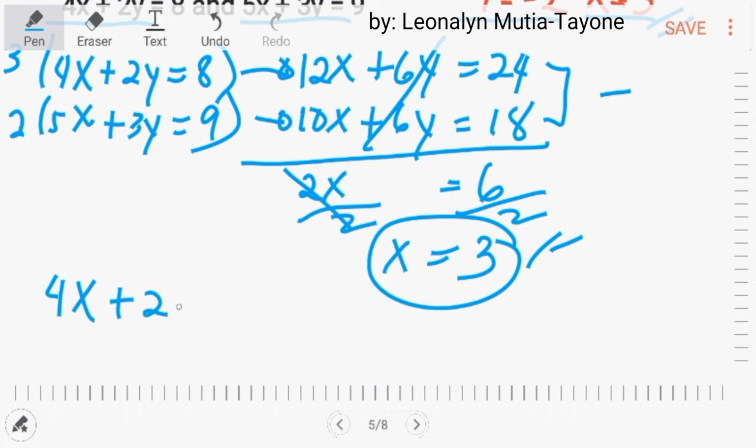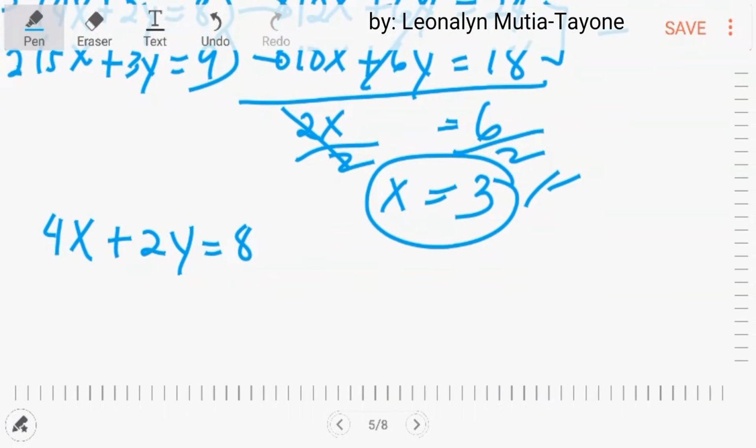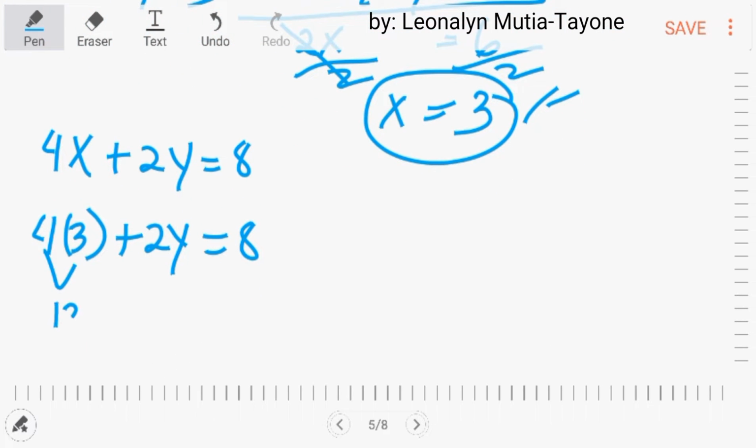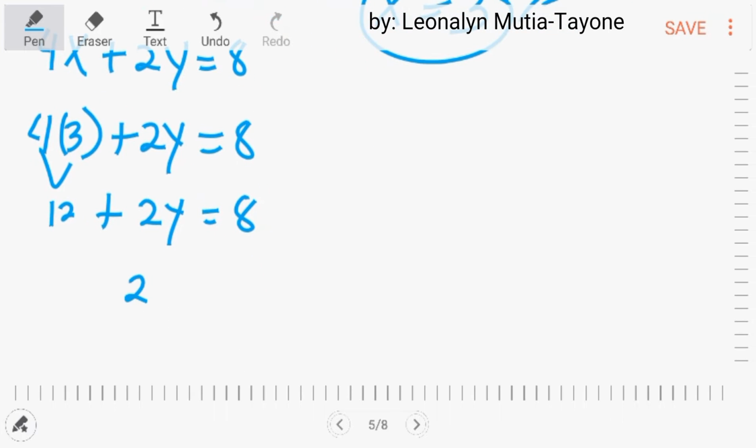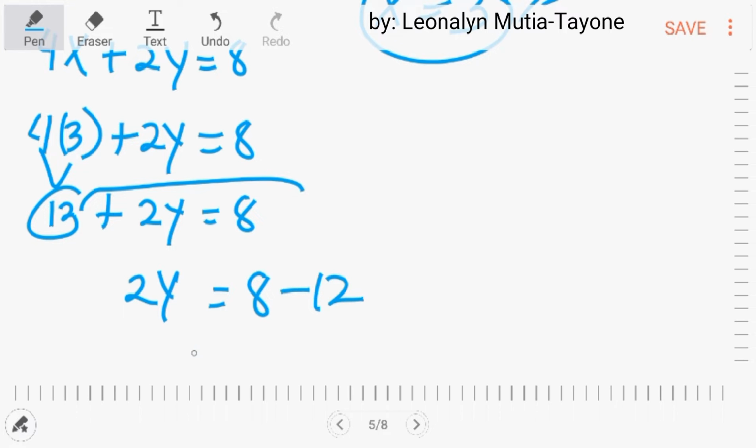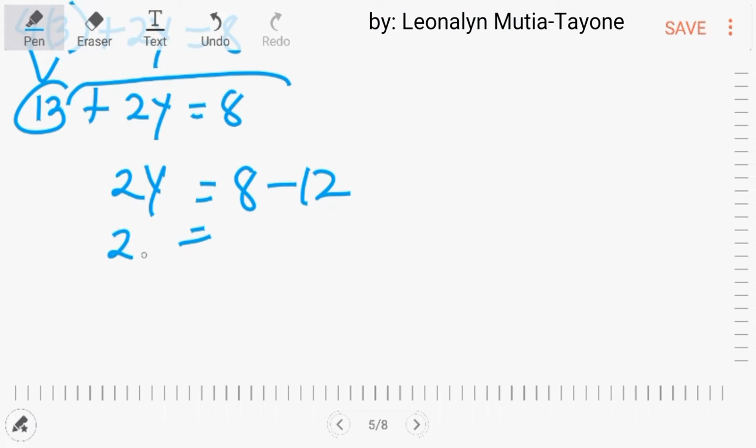Next is, para masagot natin yung sa kabila, the same thing. 4x plus 2y equals 8. So, mayroon nang value si x, so that is 3, plus 2y equals 8. Then this one is equivalent to 12 plus 2y equals 8. And then, i-transpose natin si 12 sa kabila, maging negative 12. 8 minus 12, and that is negative 4.